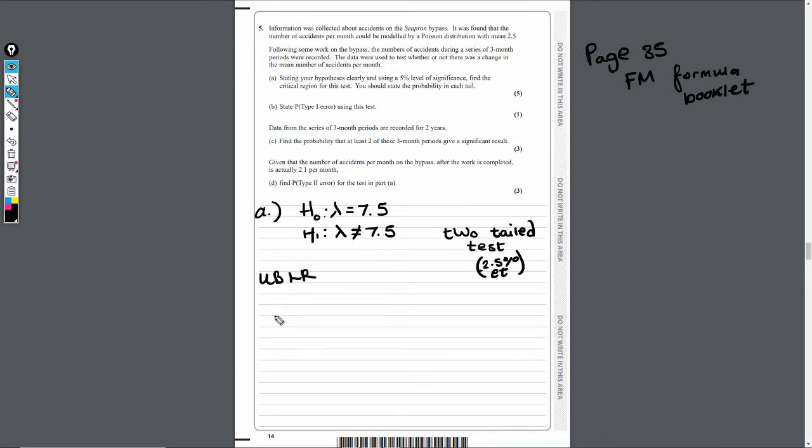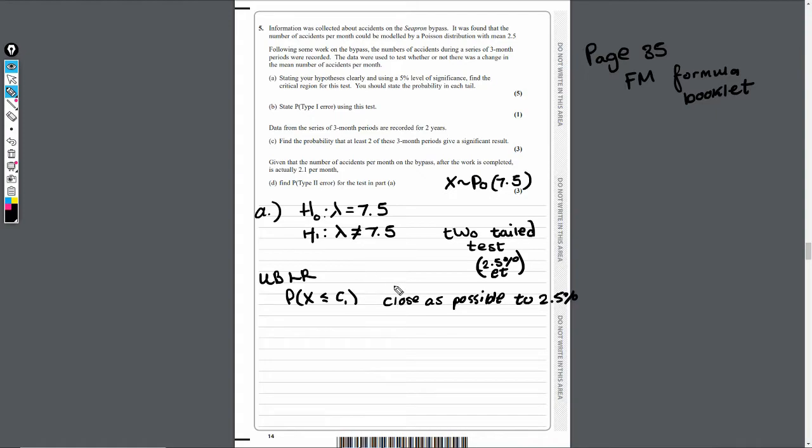Well, what we're looking for here is the probability that X, so let me just write down my model first. My model is that X is distributed with a Poisson with a mean of 7.5. So I'm looking for the probability that X is less than or equal to C1. Okay, that's just going to be my variable here, where this is as close as possible to 2.5%.